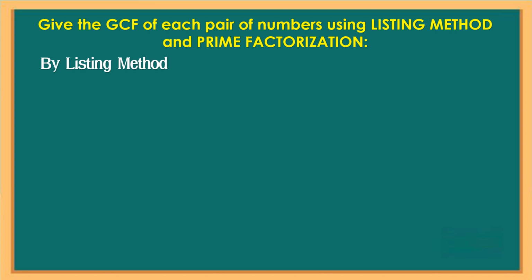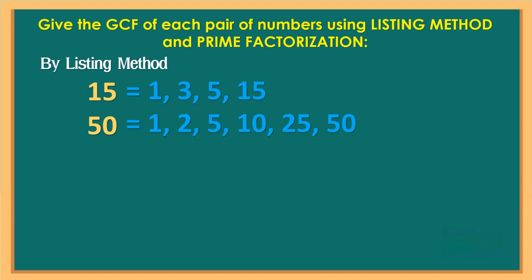By listing method, 15 and 50. The factors of 15 are 1, 3, 5, and 15. The factors of 50 are 1, 2, 5, 10, 25, and 50. The common factors of these two are 1 and 5. However, 5 is the greatest. So the GCF of 15 and 50 is 5.